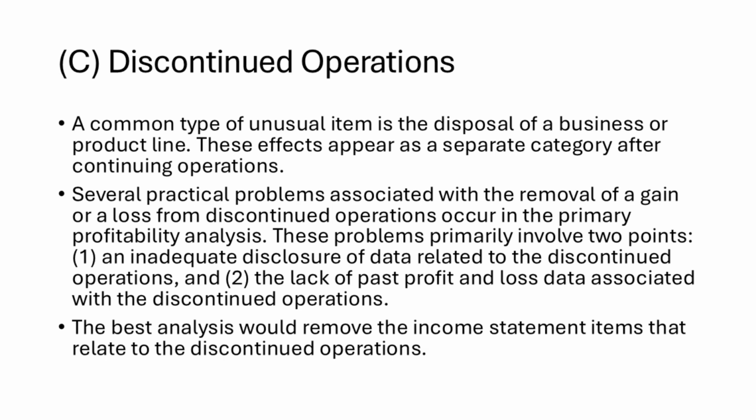The best analysis will remove the income statement items related to the discontinued operations. The income statement items related to discontinued operations are always presented net of applicable income tax. Therefore, the items as presented on the income statement can be removed for the primary analysis without further adjustment for income tax. Supplementary analysis considers discontinued operations in order to avoid disregarding these items.